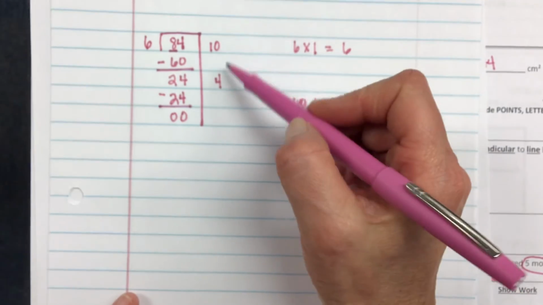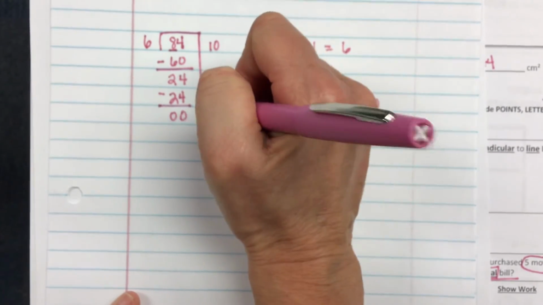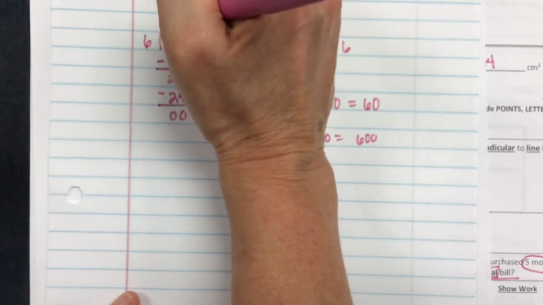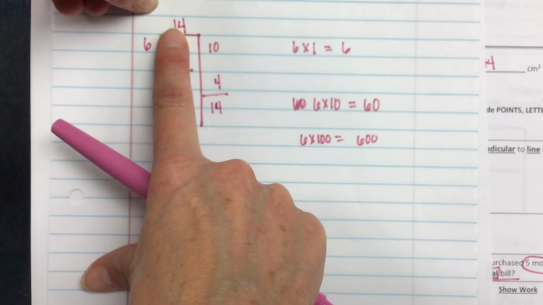Now these are my partial quotients, okay? When I add them together, I get 14. So 84 divided by 6, my quotient is 14.